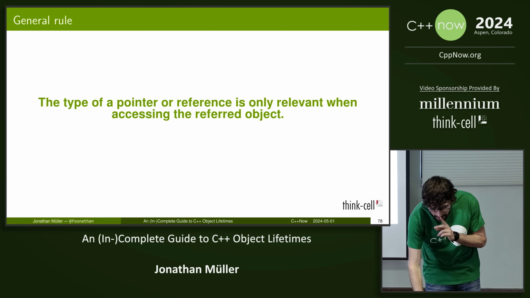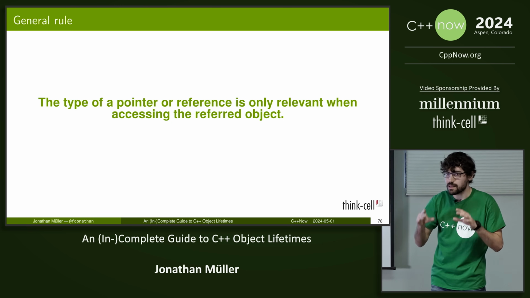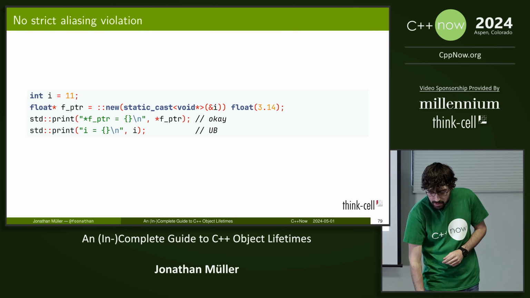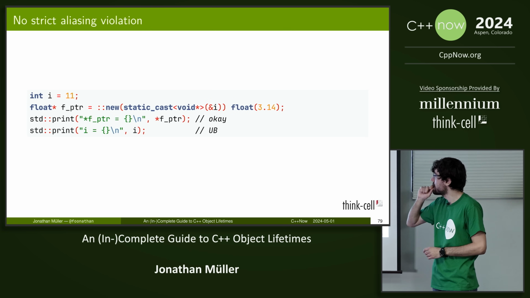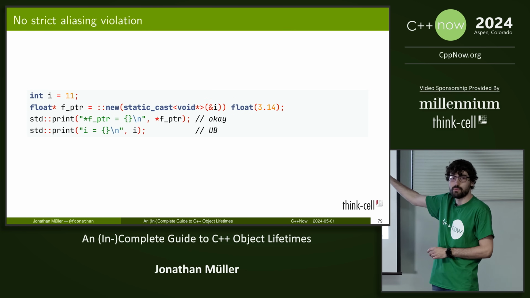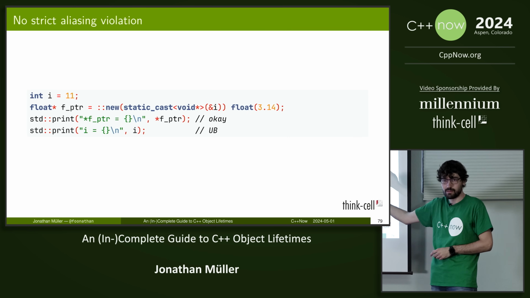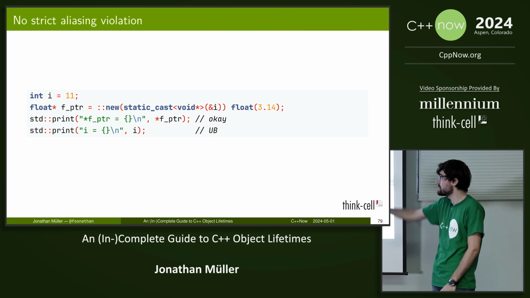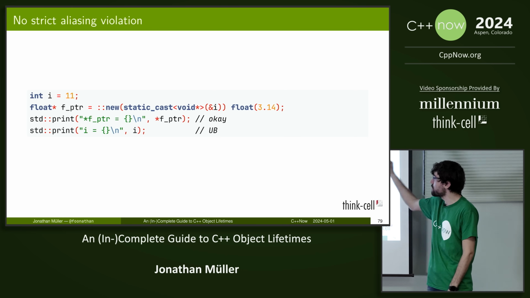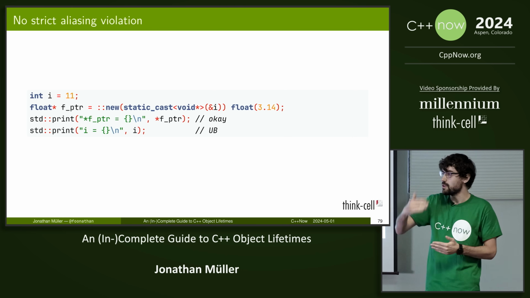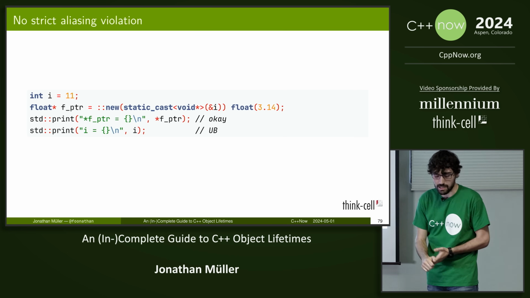So the standard says that the type has to match the type of the object stored at that address, which means that we can do this. We've got our int, we placement new a float at that address, and we can use it as a float. But we can no longer use it as an int, because we don't have an int. This doesn't violate strict aliasing, because we've got an object when we dereference it. It's only about accessing a pointer when we don't have an object of that matching type at that address.